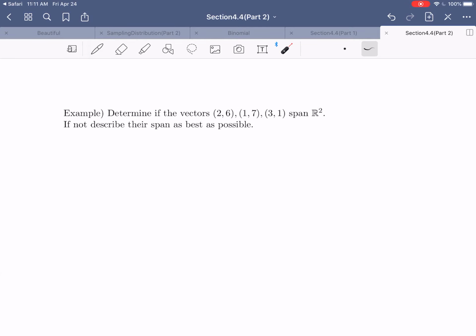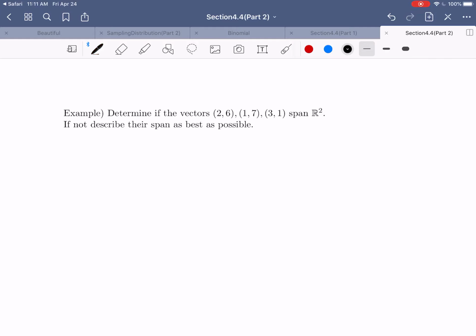Now we're going to combine what we've been doing into a single question. We're going to try to determine if these vectors, (2, 6), (1, 7), (3, 1), all of these guys in R2, span R2. So are these three vectors a spanning set for R2? If they're not, then we're going to try to describe what they do span. So now we're combining what we did in the previous video, where we asked whether something is a spanning set for an overall vector space, with what we just did in the last example, where we said maybe it's not the entire vector space, maybe it's just an interesting subspace. We'll first determine if these guys span all of R2, and then if not, we'll describe what they do span.